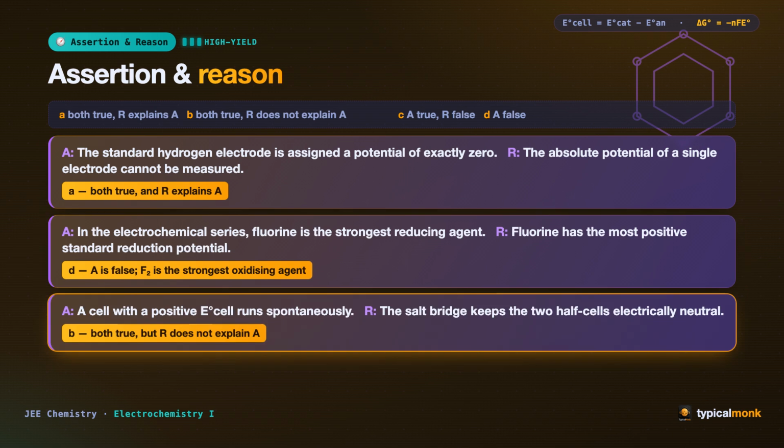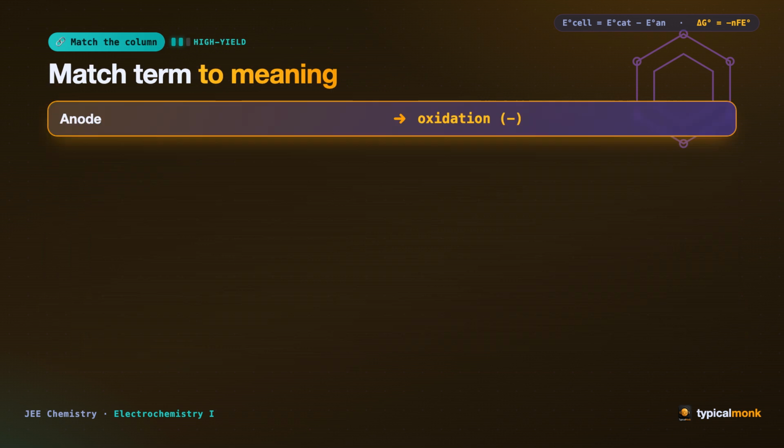Third pair. Assertion. A cell with a positive E cell standard runs spontaneously. Reason. The salt bridge keeps the two half cells electrically neutral. Both are true, but the spontaneity comes from delta G being negative, not from the salt bridge, so the reason does not explain the assertion. The answer is B.